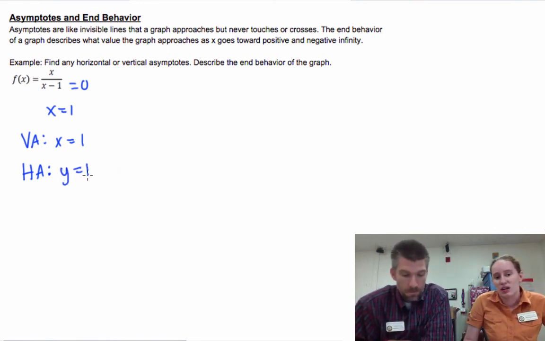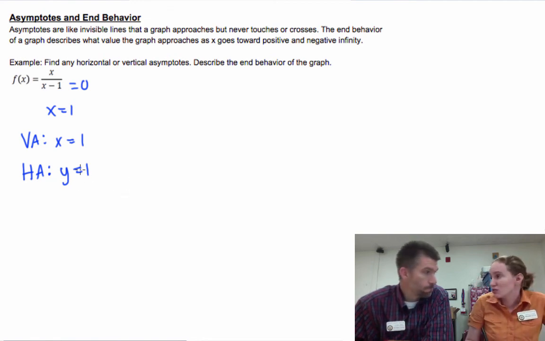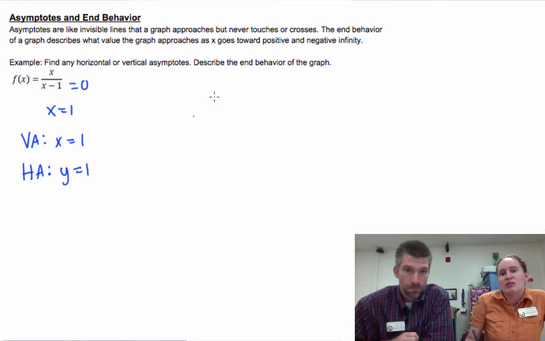And so you can kind of trace on your graph. If you trace and go really far to the left or to the right, then you'll see you're getting really, really close. You can look at your table of points too, the table of points will work as well, because it happens fairly quick. Describing the end behavior of the graph.